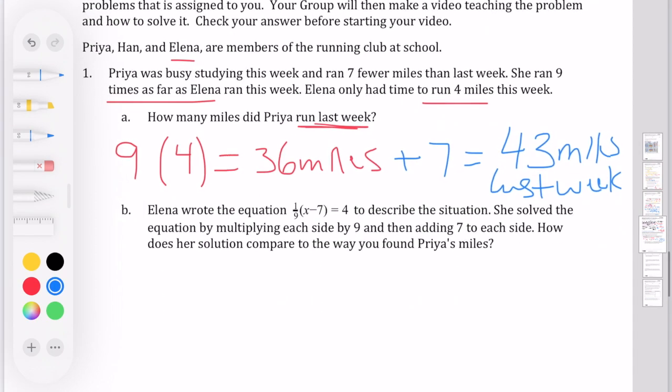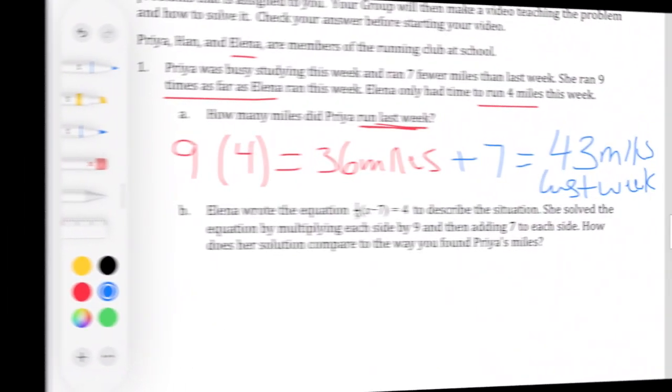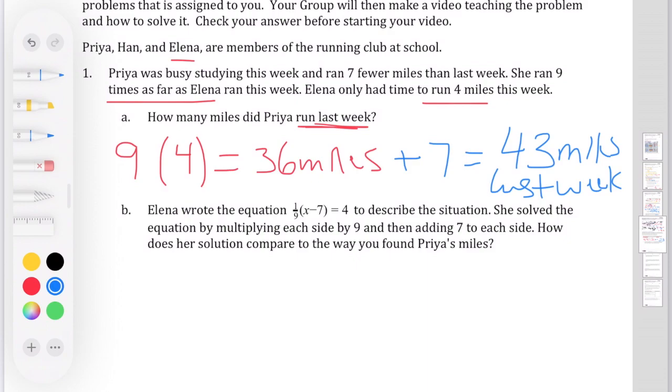Now, Elena wrote the equation of 1/9 (x − 7) = 4 to describe the situation. She solved the equation by multiplying each side by 9, then adding 7 to each side. How does her solution compare to the way you found? All right, so we need to compare how Elena's equation compared to how we solved Priya's miles in the previous part A.